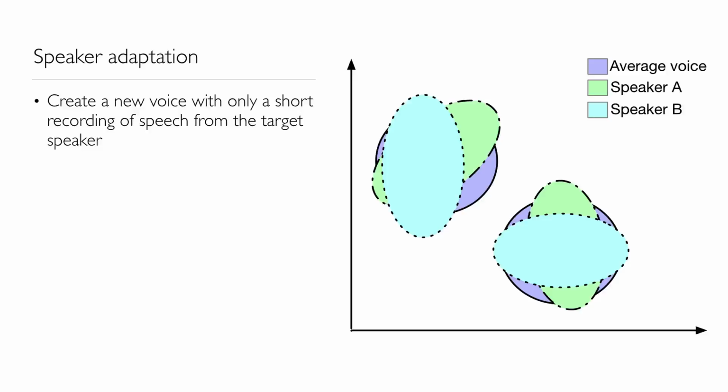To do that, usually we train an average voice first using hundreds of speakers. After that, given a few minutes speech from the target speaker, we can easily do an adaptation to match the target speaker's feature distribution.